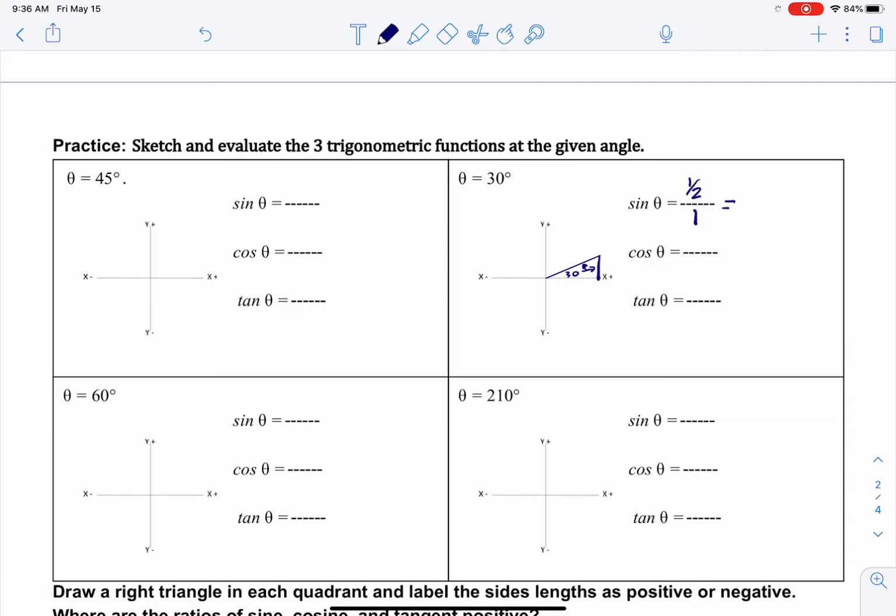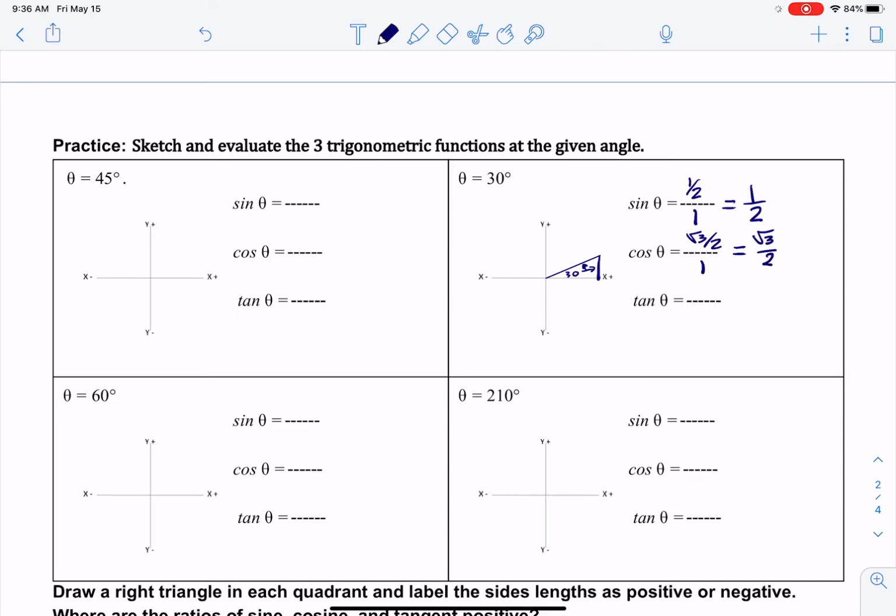So 1/2 divided by 1 is just 1/2. Okay, cosine is going to be my adjacent side. My adjacent side here is the long leg of my 30, 60, 90, so that's square root 3 over 2 divided by my hypotenuse, which is 1. So this is just square root 3 over 2.